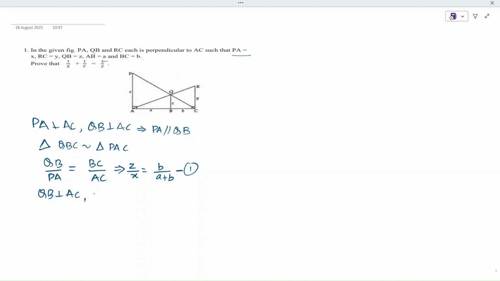Now also it is given that QB is perpendicular to AC. Also RC is perpendicular to AC. If QB is perpendicular to AC, RC is perpendicular to AC, this implies QB is parallel to RC. So triangle QAB similar to triangle RAC. Since two triangles are similar, then their corresponding sides are proportional.